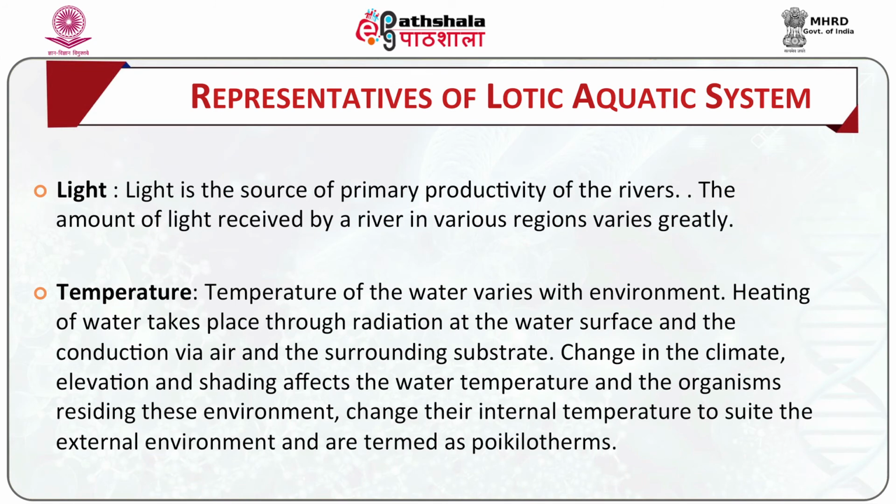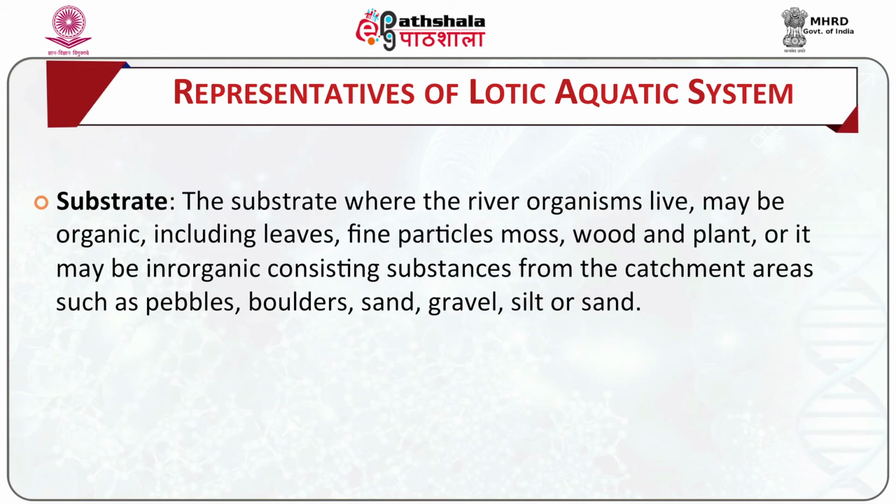Light. Light is the primary source of primary productivity of the rivers. The amount of light received by the river in various regions varies greatly. Deeper parts of the river and the ones with high sediments have weak light penetration. Temperature. Temperature of the water varies with environment. Heating of the water takes place through radiation at the water surface and conduction by the air and the surrounding substrate. Now we come to the substrate.